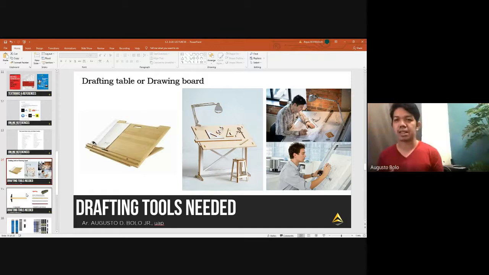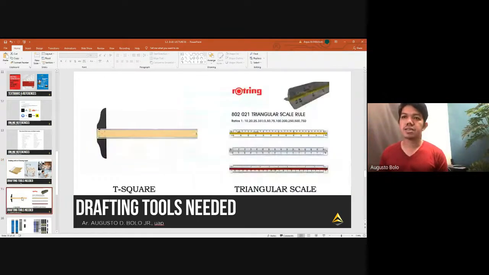Ayun, gumagamit na tayo nun. We will be discussing that later. Okay, next, T-square. We have T-square and triangular scale. Yung pinakita ko kanina, this one is an example of a T-square.